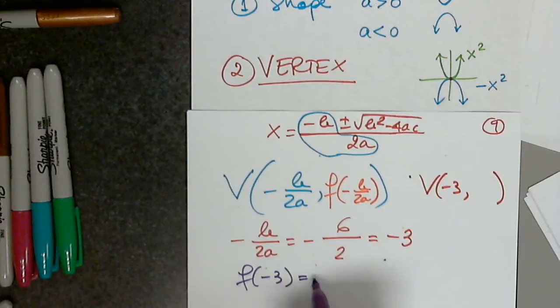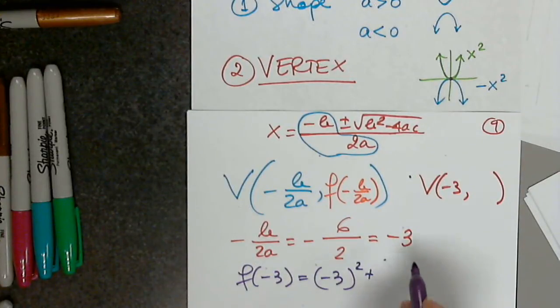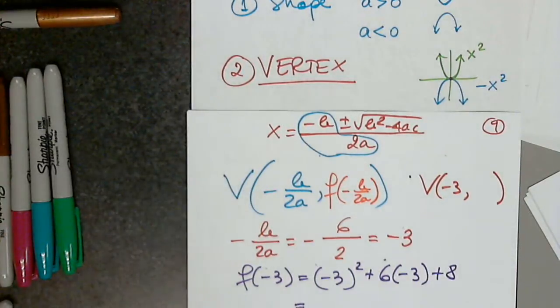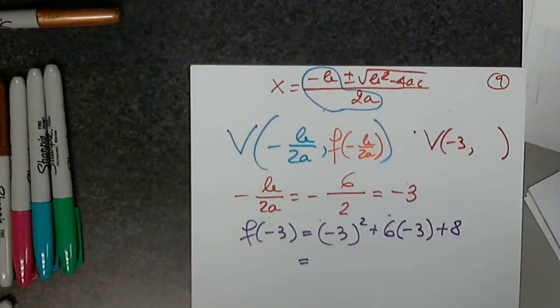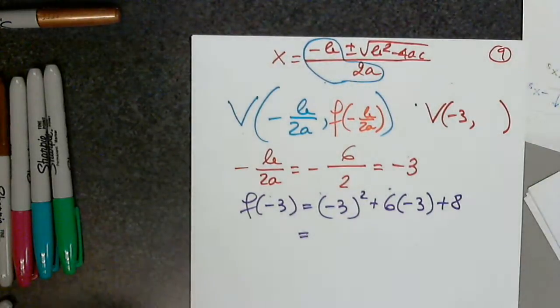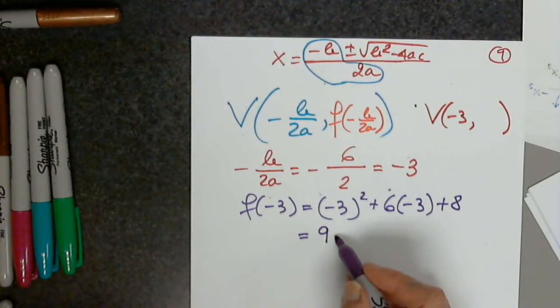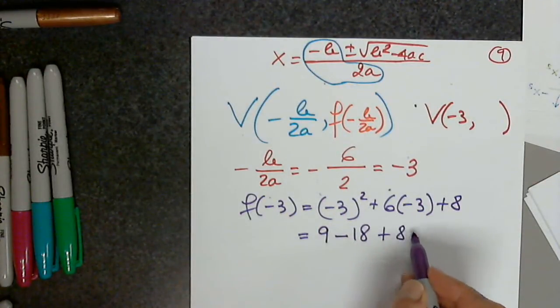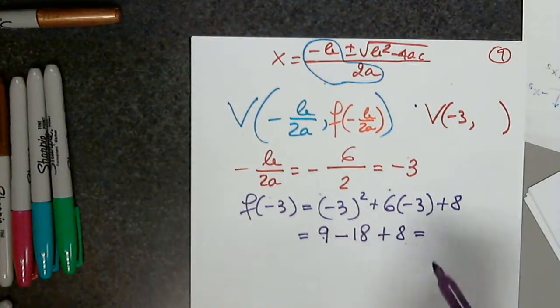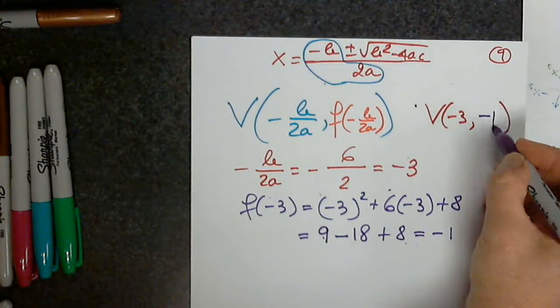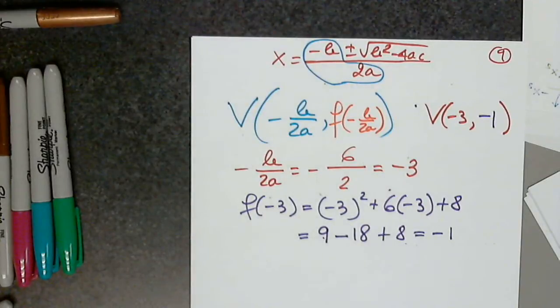So f of negative 3 is negative 3 squared plus 6 times negative 3 and plus 8. So how much is negative 3 squared? 9. How much is 6 times negative 3? And plus 8. So this is 17 minus 18, negative 1. So I have the point called vertex, which in this case is a minimum, negative 3, comma, negative 1.